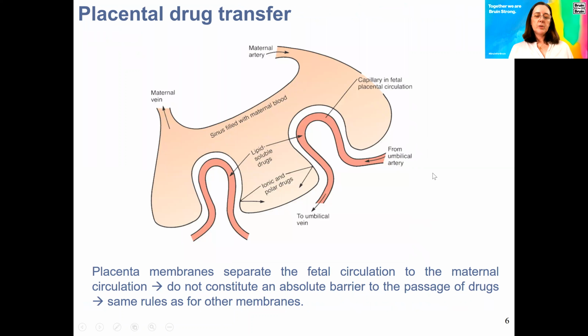Now, for the placental drug transfer, the reason why so many drugs can be transferred from the placenta to the fetus is that the membrane of the placenta is just like any other membrane, and so the same rules apply. If it's a drug that is lipid soluble, which is the case for most drugs, it is going to be able to cross the membrane, reach the umbilical vein, and be distributed to the fetus. And so that's where you have some risk with those medications.